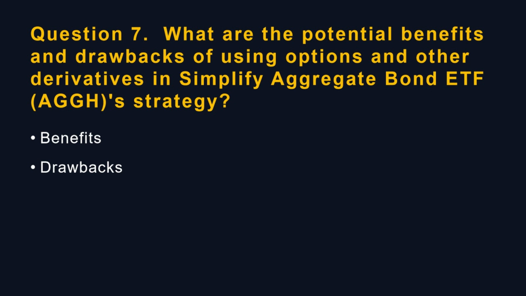Question 7. What are the potential benefits and drawbacks of using options and other derivatives in Simplify Aggregate Bond ETF (AGGH) strategy? Simplify Aggregate Bond ETF (AGGH) utilizes options and other derivatives in its strategy to potentially enhance returns or mitigate risks. However, these instruments come with both benefits and drawbacks to consider. Benefits.